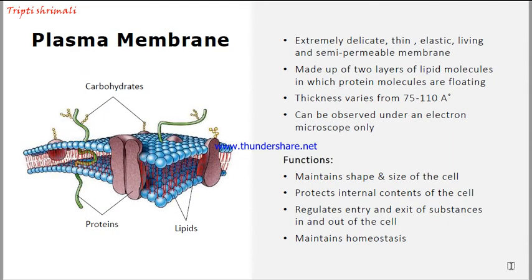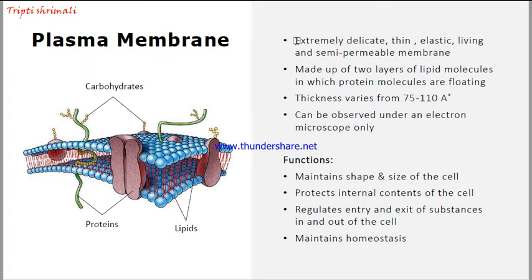Welcome once again students. In this part of the video we will talk about plasma membrane and cell wall. So let us start with plasma membrane first. We know that plasma membrane is the outermost covering of the animal cell and it is found next to the cell wall in the plant cell. Right? So let us start with plasma membrane.